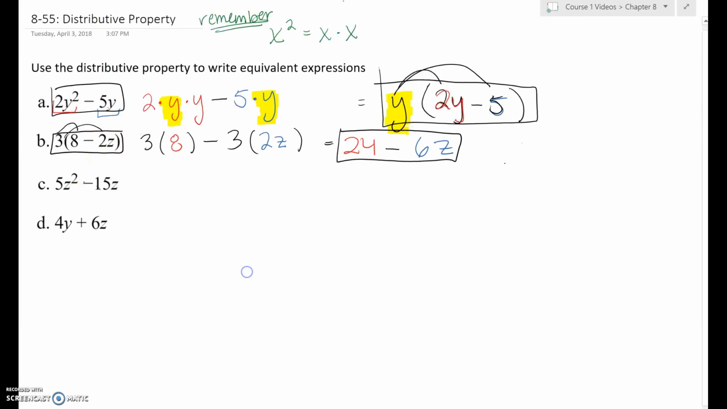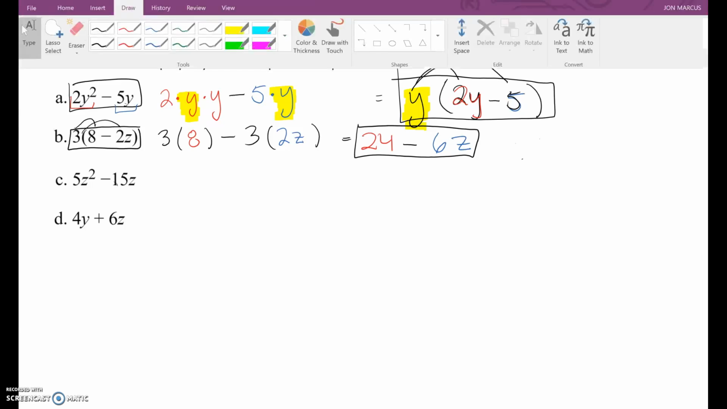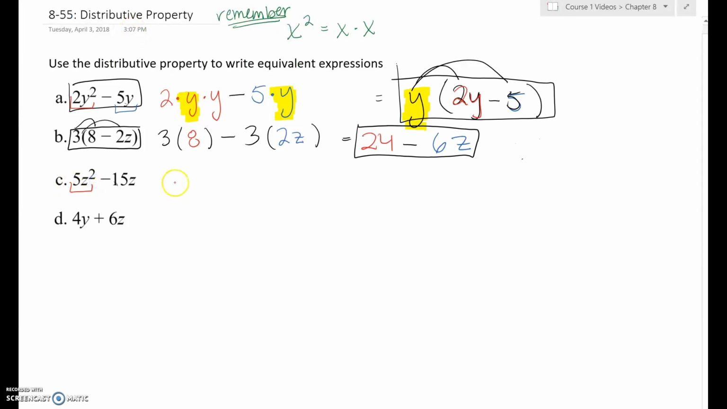So what about here? So here we've got the red term and the blue term. So here we go, red is here, so let's break that down. So that is 5 times z, and z squared is z times z, can't go any further, minus 15, but 15 can be a product of some smaller numbers too. 15 is 5 times 3. So I'm going to rewrite 15 as 5 times 3, as a product of its prime factors.